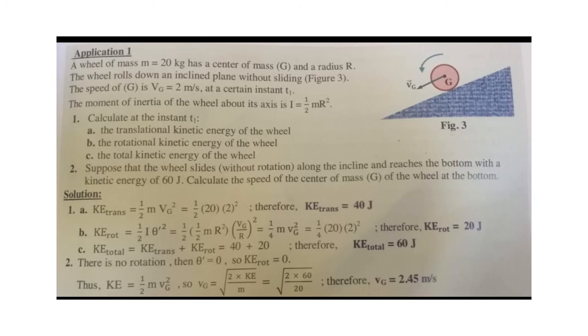Now suppose that the wheel slides without rotation, just sliding without rotation, along the incline and reaches the bottom with a kinetic energy of 60 joules. Calculate the speed of the center of mass of the wheel at the bottom. Since there is no rotation, theta prime equals 0, so rotational kinetic energy equals 0. We have only translational kinetic energy, which is half mv squared, so that I can determine Vg by the formula radical 2 kinetic energy over m equals 2.45 meters per second.